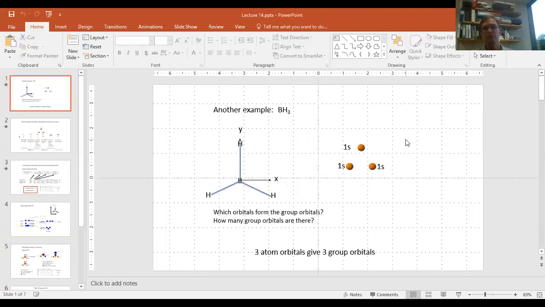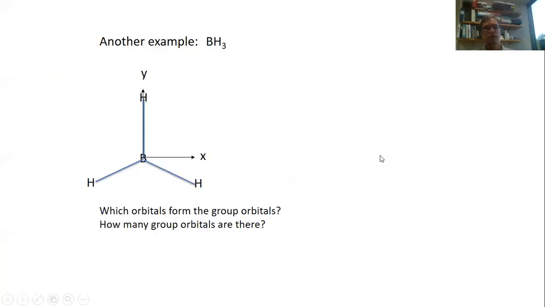Before we go to special extended solids, let's do the molecule BH3, which will introduce the concept of degenerate orbitals, which is something we should discuss.